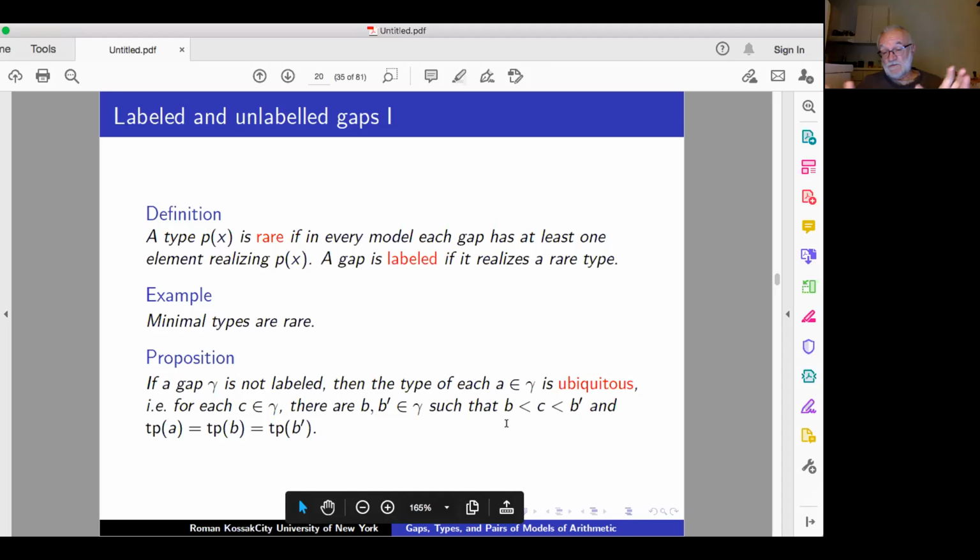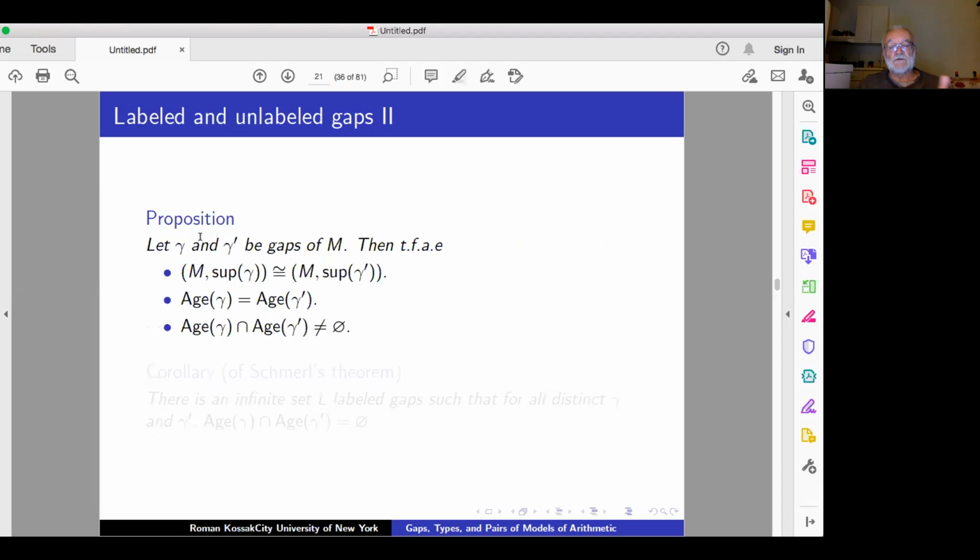So this also gives you an example of short cuts, elementary cuts that cannot be isomorphic. There are those that realize rare types because they realize, for example, those minimal types. And it has to be proved that there are ubiquitous types, and this can be proved, but it requires some work. So this is the simple proposition about them: if you have those short cuts, one is the supremum of the gap gamma, and the other the supremum of gamma prime.